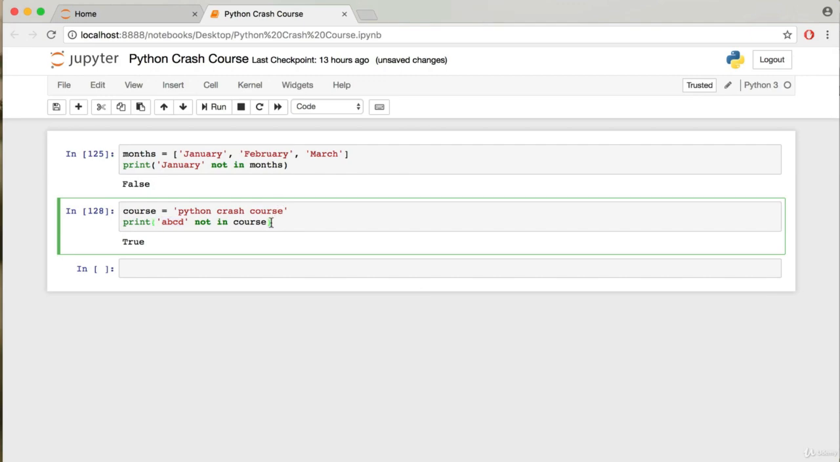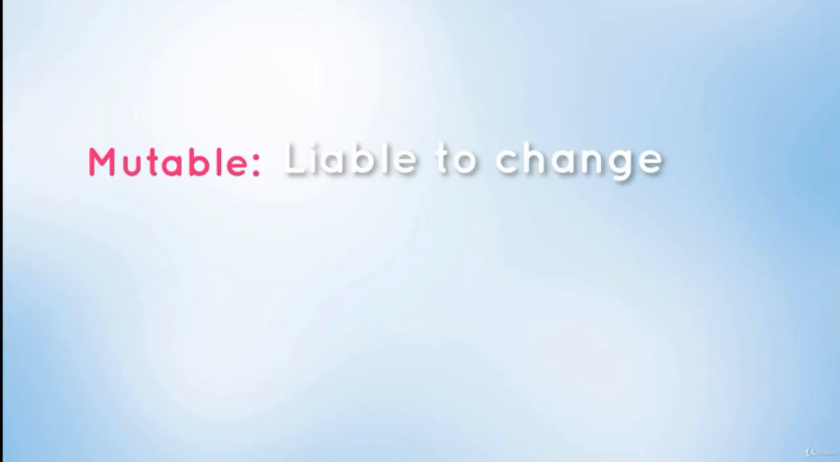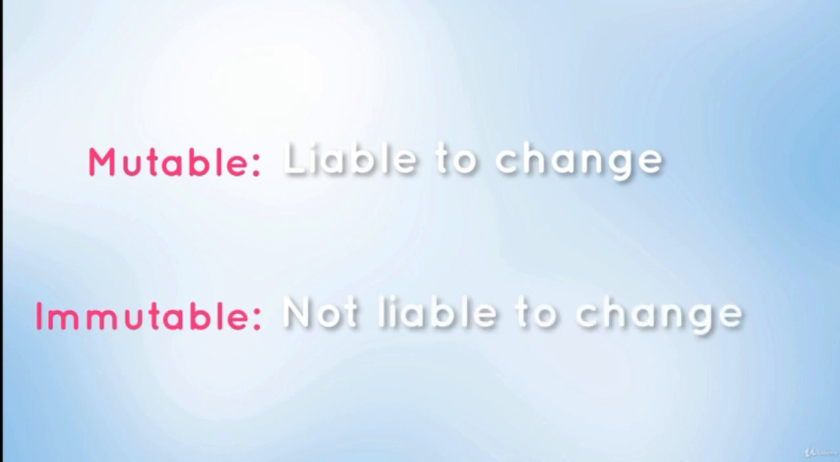That is all for membership operators. If an object can be changed, then it's mutable. If an object cannot be changed without creating a completely new object, then that would be considered immutable. This leads us to our next discussion.